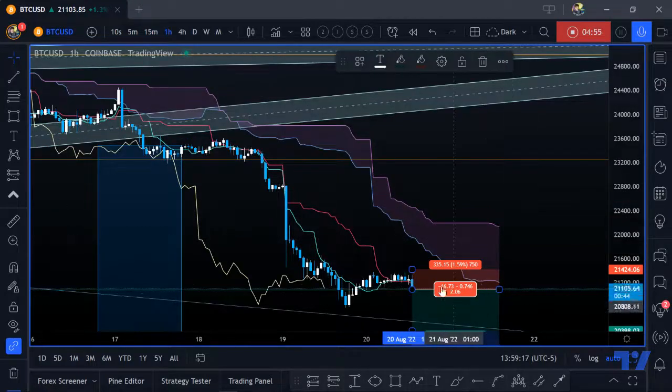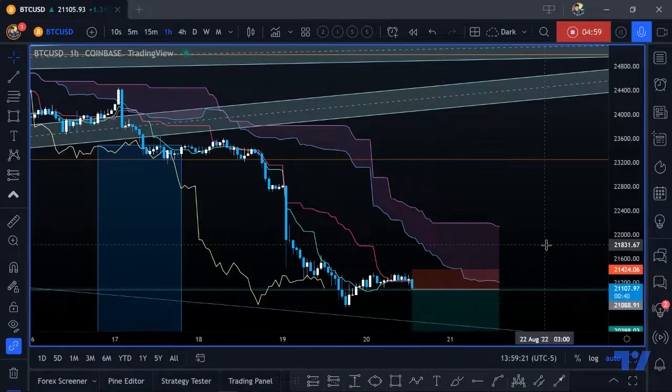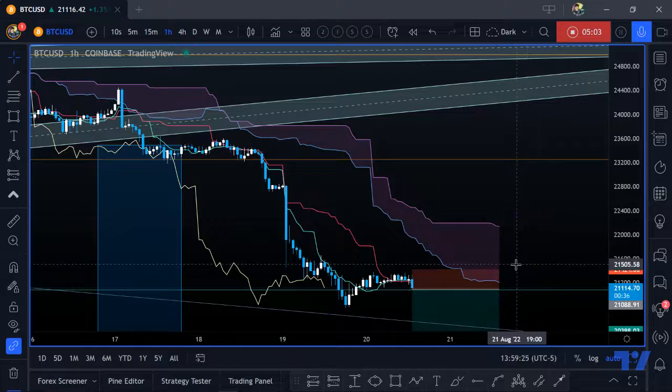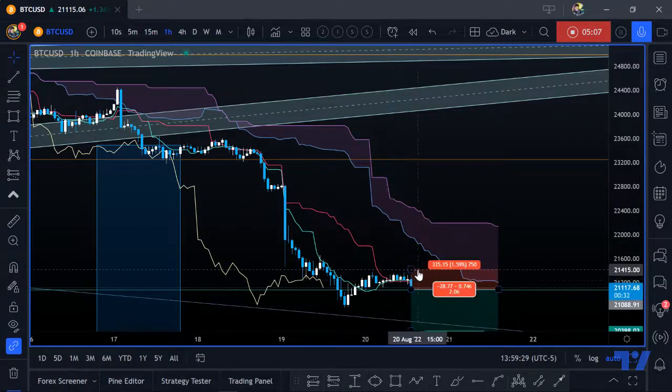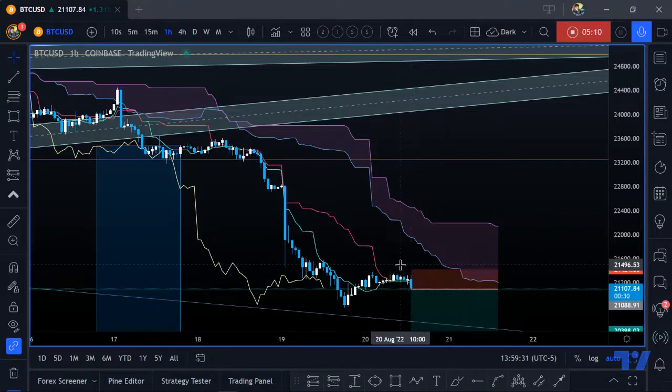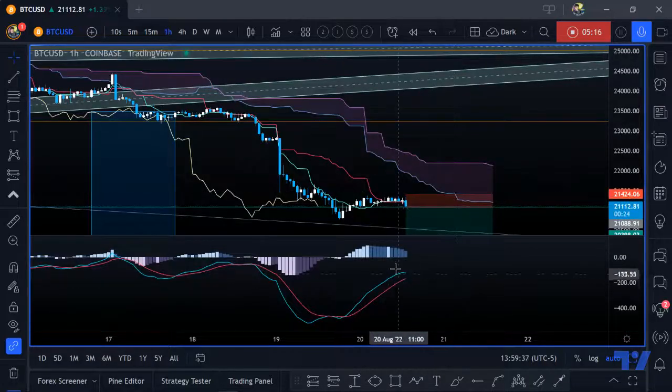But this is something I am adding to my trading strategy to be more aware of risk management. So this will be my short trade. Let's see if it works out and if this scenario plays out.